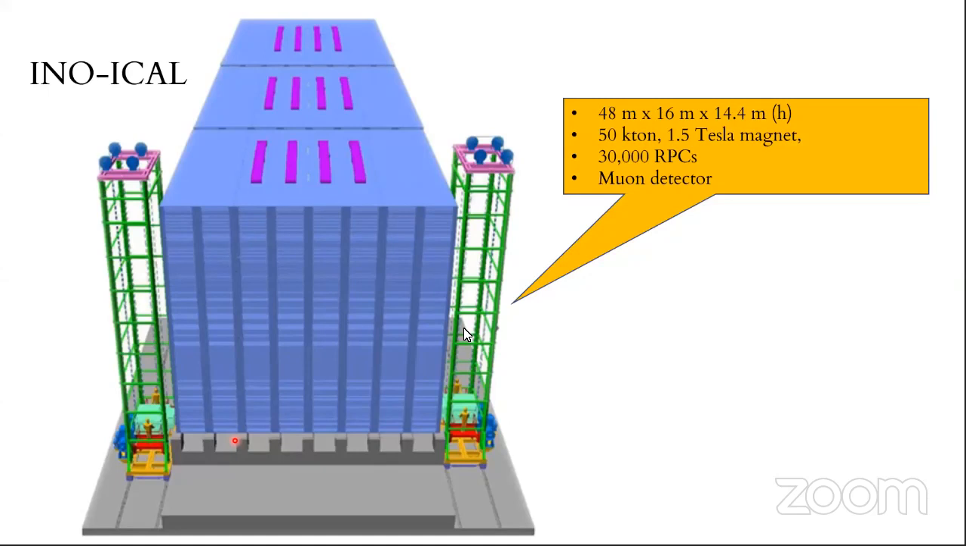Now, why do we have this magnetic field and all those things will become evident in some time. But this is, as you can see from the dimensions, 48 meters by 16 meters by 14.4 meters. It's quite massive, 50 kilotons, and one of the heaviest electromagnets in the world. All right, now let's go back and see what we're going to do with this experiment.